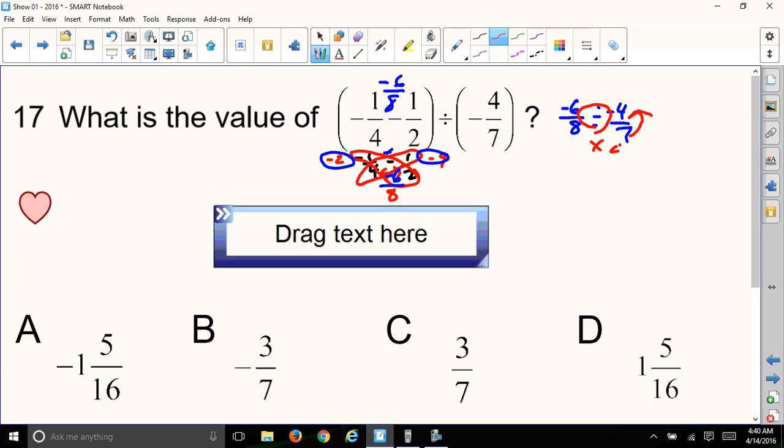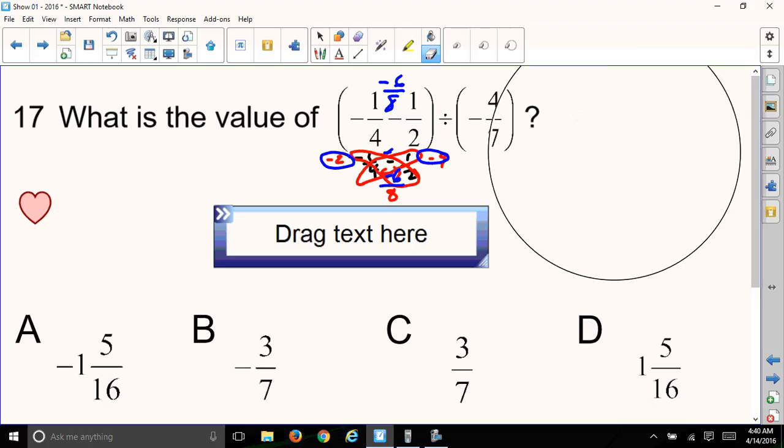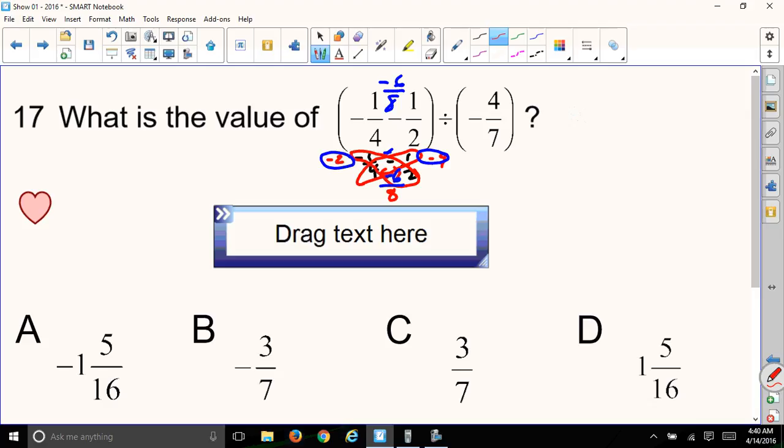So let's fix that up again. Let's undo that. So we're going to put 4 on the bottom. Let's get a different color here. Put 4 on the bottom and the negative 4 on the bottom and the 7 on the top, and I'm multiplying that by the 6, negative 6/8.